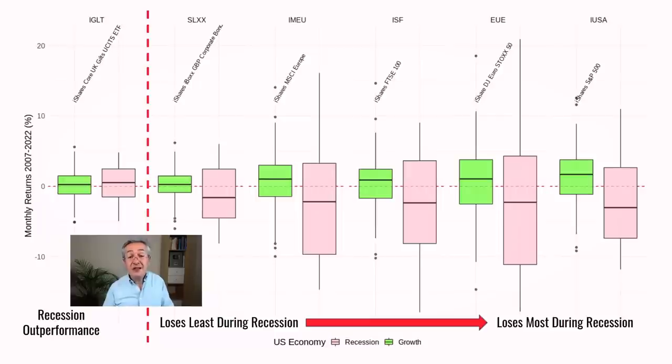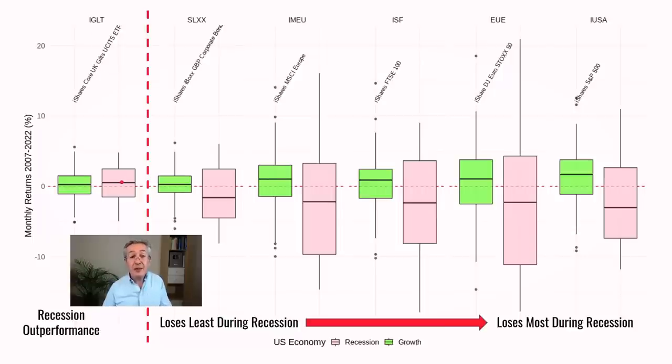And if we look at single exchange-traded funds and look across different asset types, you can see that broadly the pattern is very similar. So the safe haven assets, such as UK gilts, and that's what IGLT, the iShares Core UK Gilts UCITS ETF buys.